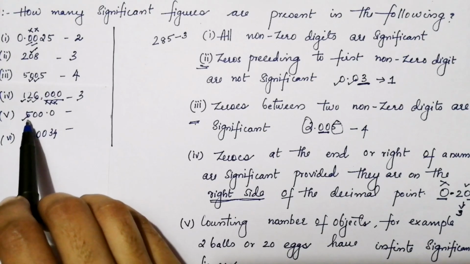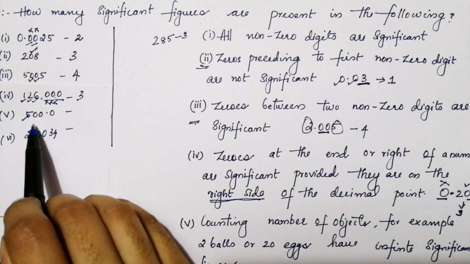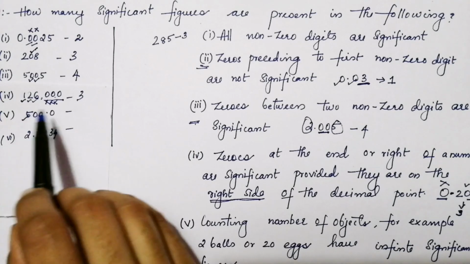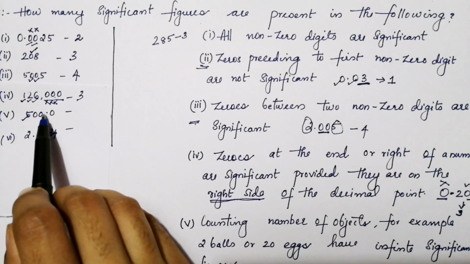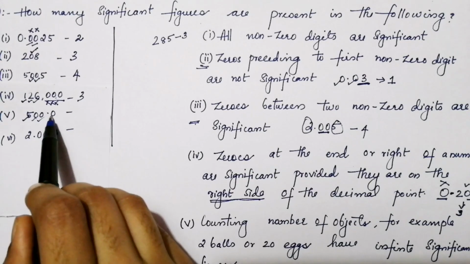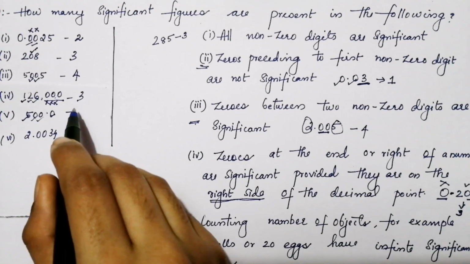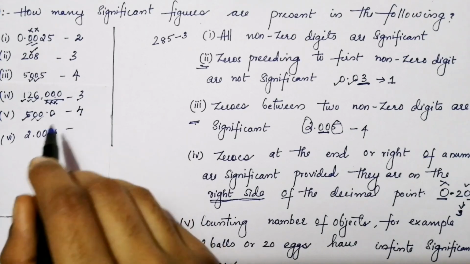Here all these 3 zeros are significant because they are coming to the right side of the significant figure and there is a decimal point on the right side. So we can count these 3 zeros as significant, so we have a total of 4 significant figures.